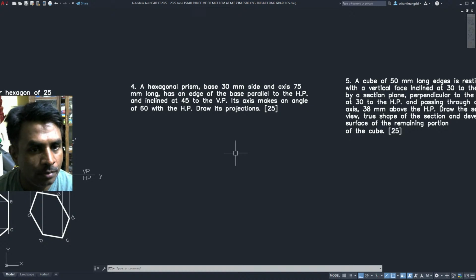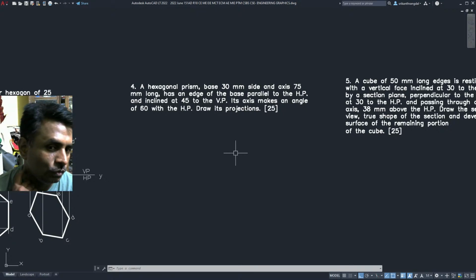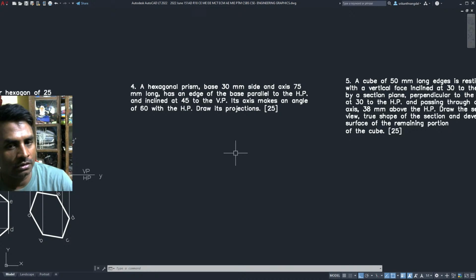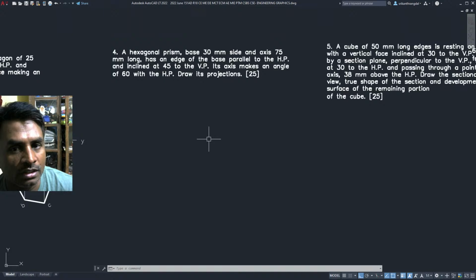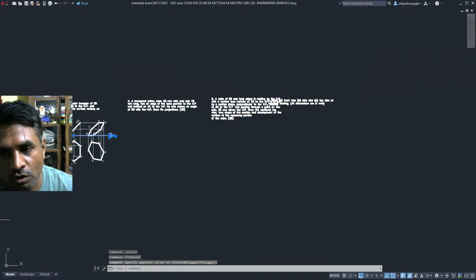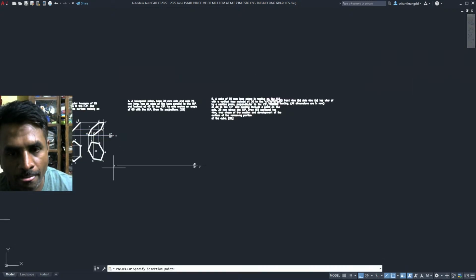So the edge of the base is going parallel to HP and it's inclined at 45 degrees to VP. The axis inclination is with HP, so that's going to be coming up above the XY line. This is our XY line.